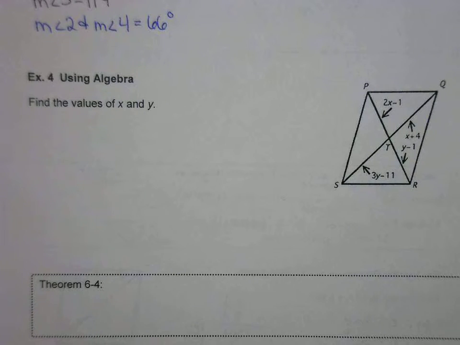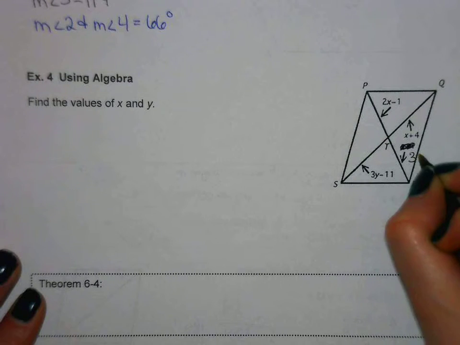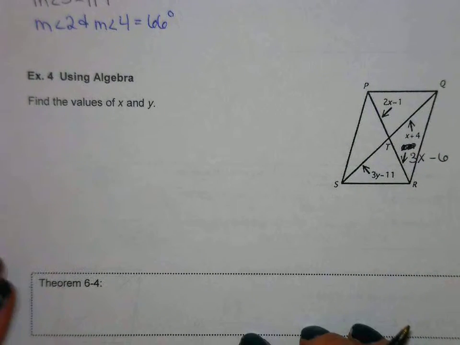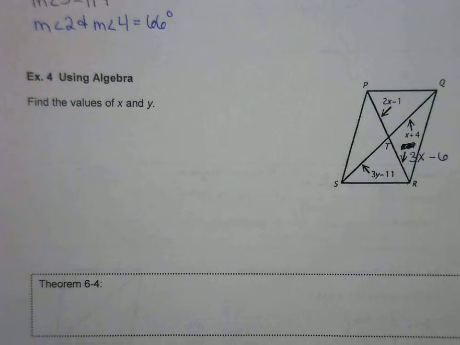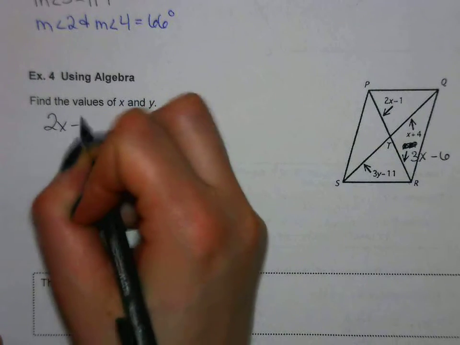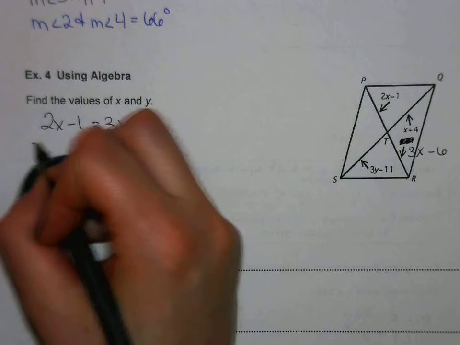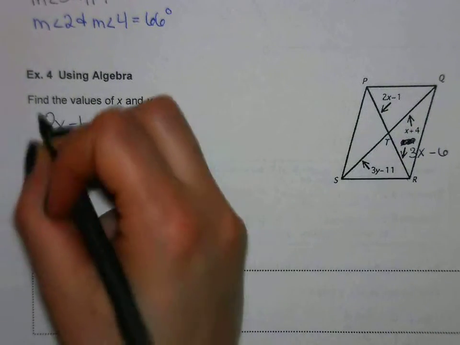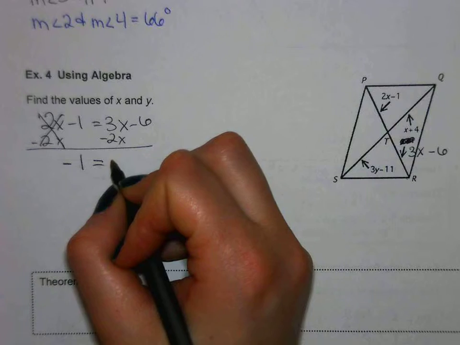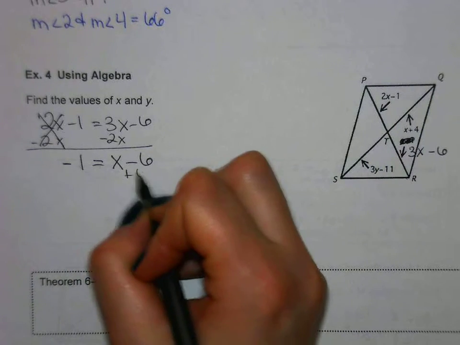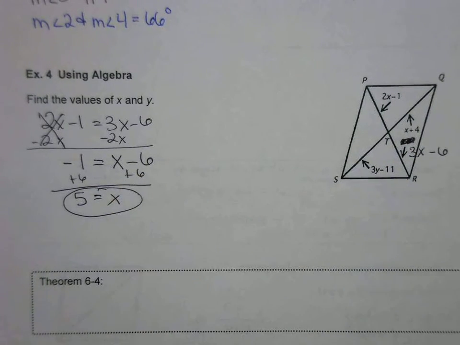Alright, first things first, we need to change one of these. I want you to change the y minus 1 and turn it into 3x minus 6. So we want to find the values of x and y. Well, we know that the diagonals in a parallelogram bisect each other. So that means that 2x minus 1, that length, is the same as 3x minus 6. So we subtract 2x from both sides. 2x minus 2x becomes 0, so we're left with negative 1 equals 3x minus 2x leaves us with 1x. We can add 6 to both sides. Negative 1 plus 6 is 5, so x is 5.